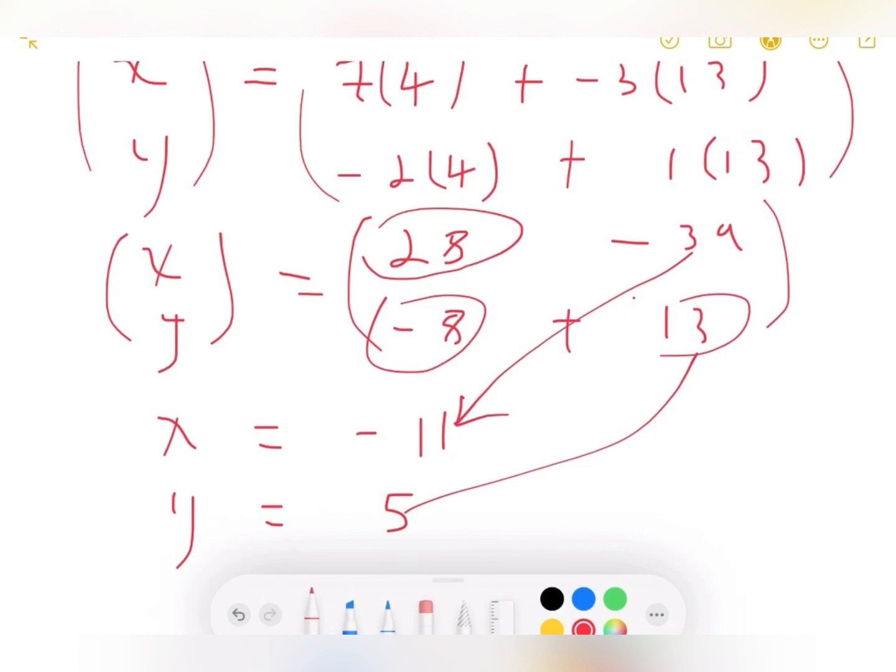And as we can see, we arrive at the same answers. So this video tutorial shows you 3 ways in which you can solve linear simultaneous equations.